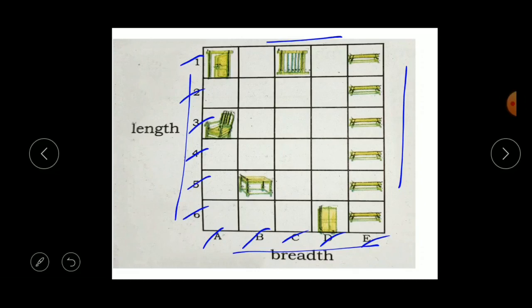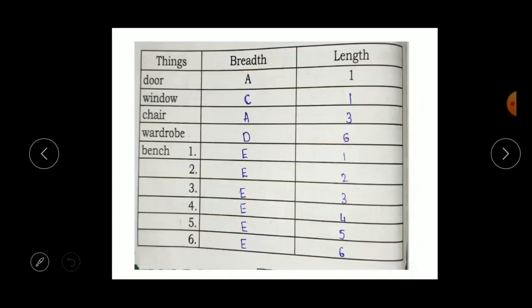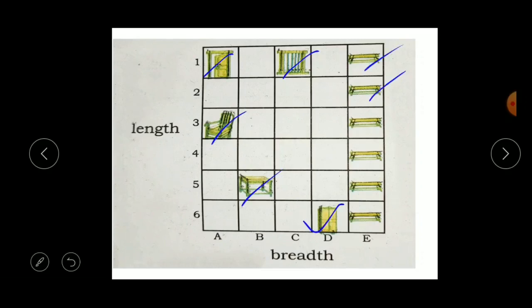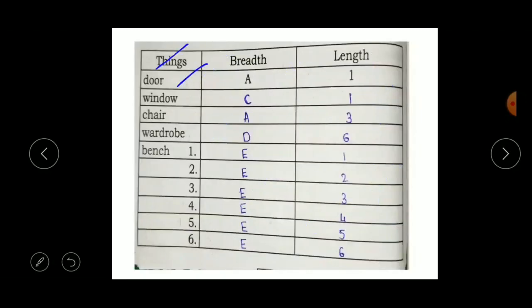Okay, how I will show you. First see here, things. Which things are there here, children? Door. First we'll clear it. Door, then window, chair, table, wardrobe, then benches. Yes, there are benches. 1, 2, 3, 4, 5, 6. There are 6 benches. So here you can see things: door, window, chair, wardrobe, benches.